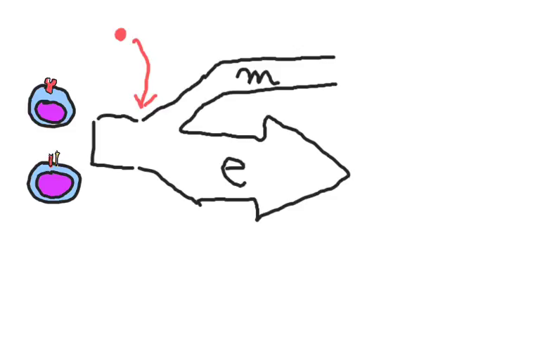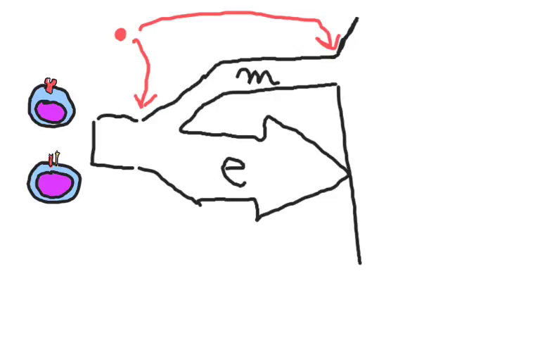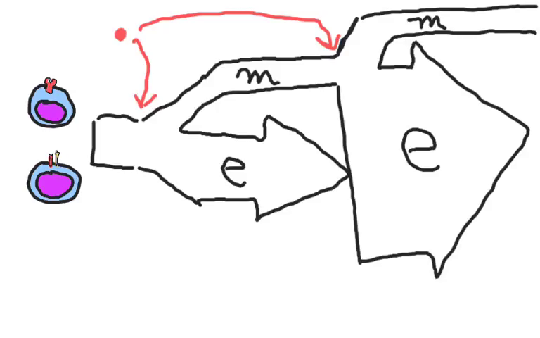When these memory cells are exposed to the same antigen for the second time, they undergo the secondary immune response, which is much faster and 1,000 to 10,000 times stronger. It is so strong that we rarely exhibit symptoms of the infection. Hence, we say we are immune to that disease.